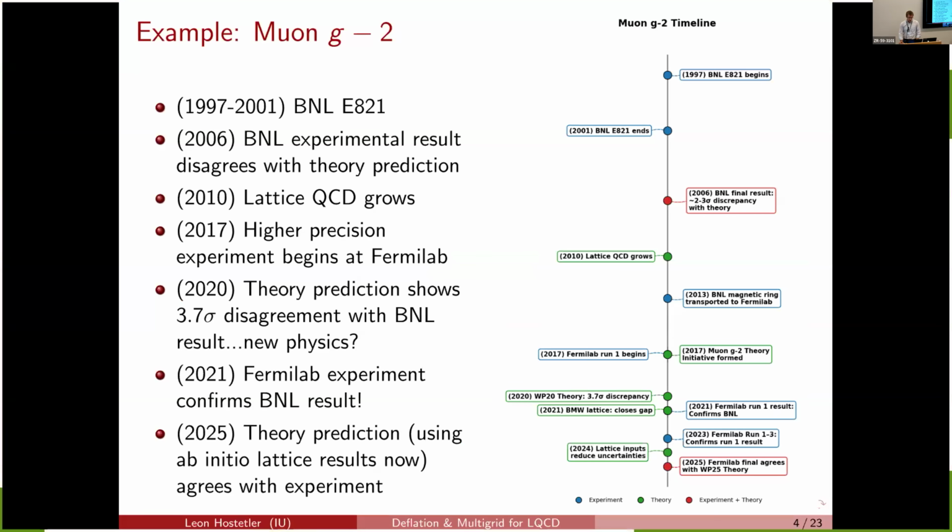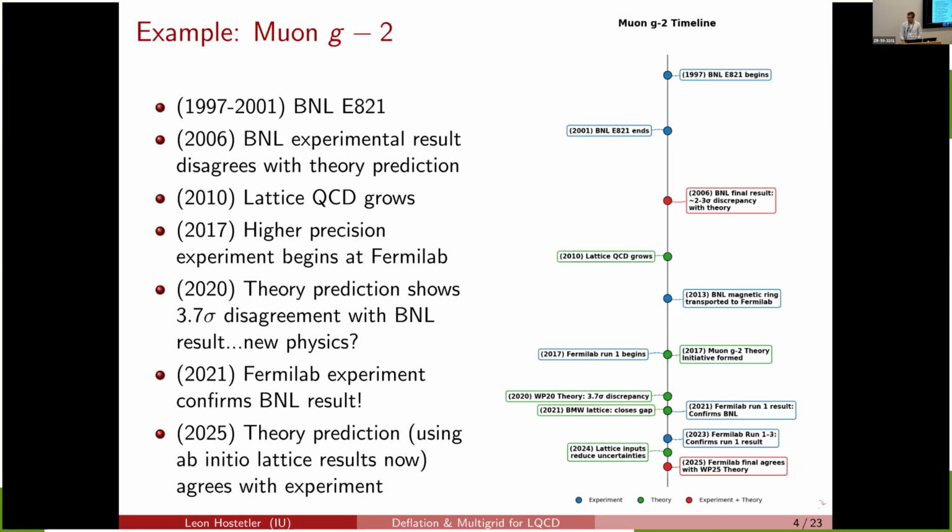So an example of this is the muon G-2 experiment, which was in the news this past year. Back in '97, Brookhaven National Lab started running this experiment. So maybe I should introduce the muon first. The muon is a fundamental particle in the standard model. It's electrically charged. It's basically the heavy brother of the electron. G-2 is a physical quantity associated with the muon that tells us how this particle behaves in a magnetic field.